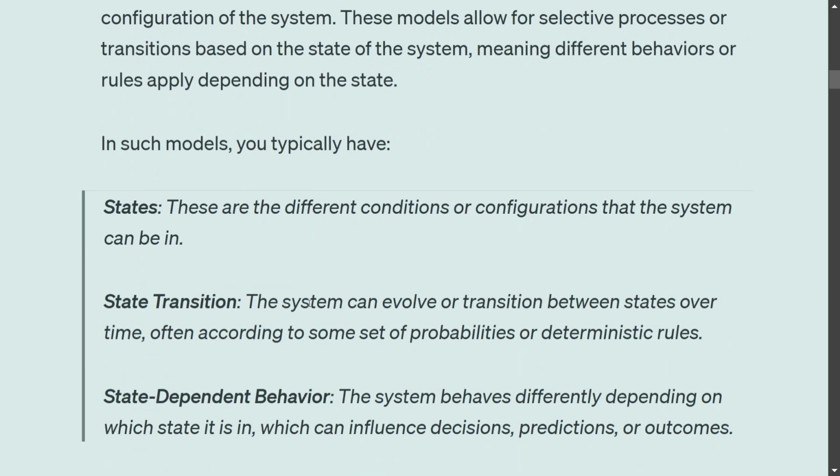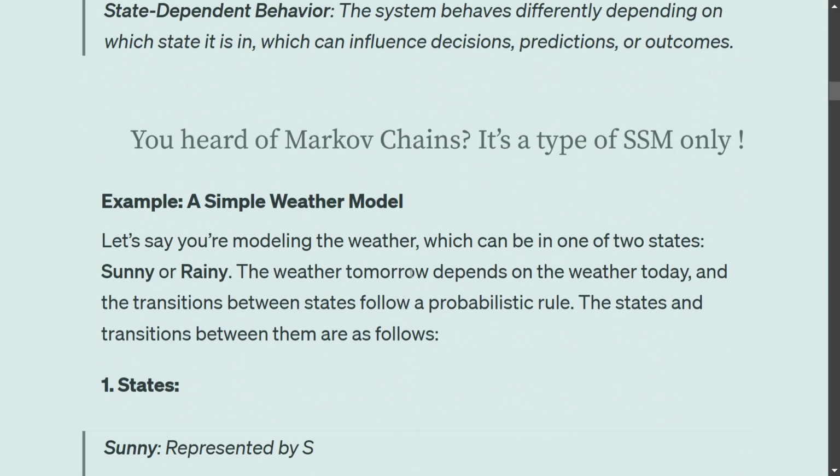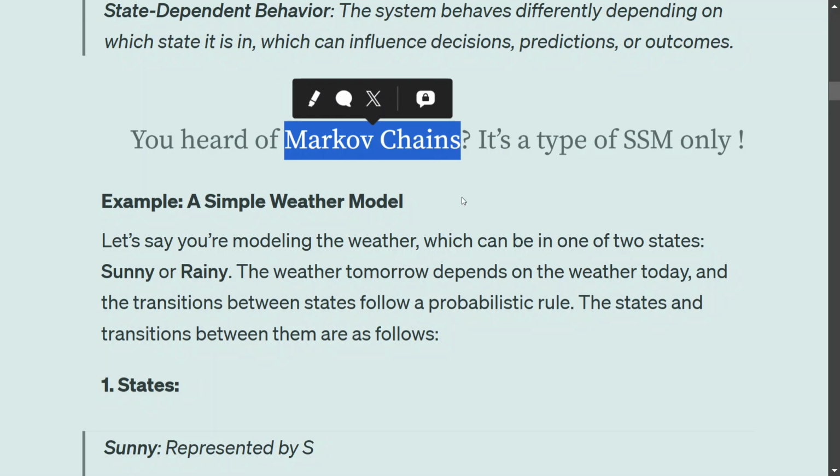So in an SSM, these are the three major components: the state, which covers different conditions; the state transition, a system that evolves, transitioning from one state to another upon time; and state dependent behavior. So obviously once the state changes for a system, if it was in state 1 and some transition happened, it went to state 2. In that case, how the system behaves is called state dependent behavior. So one of the most known examples is Markov chains that you might have heard.